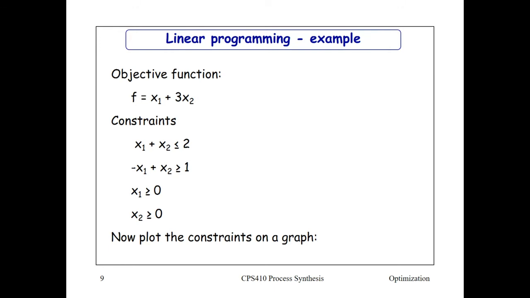Then on the distillation column, there we've got minus x1 plus x2 must be greater than or equal to 1.